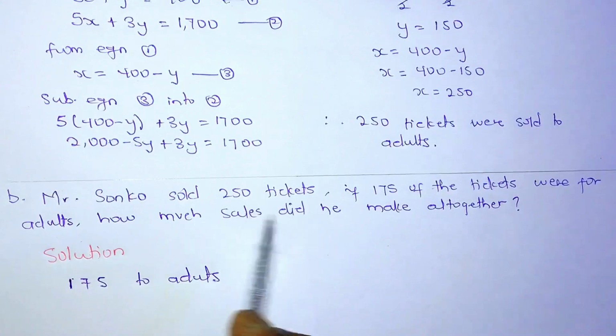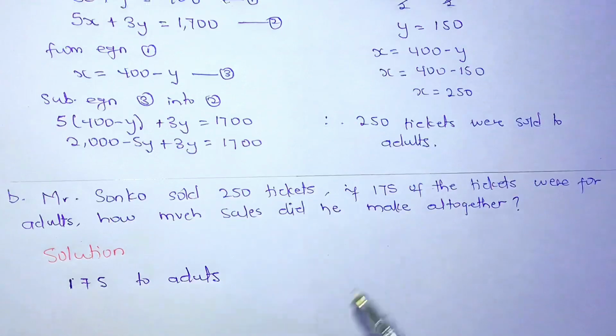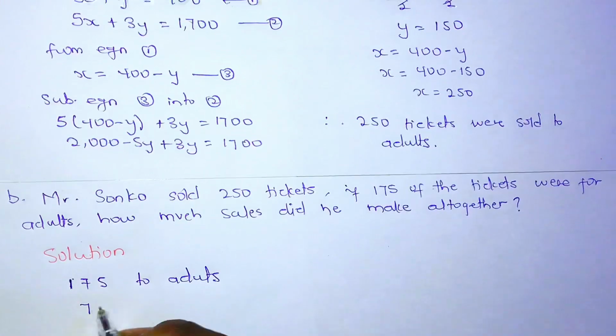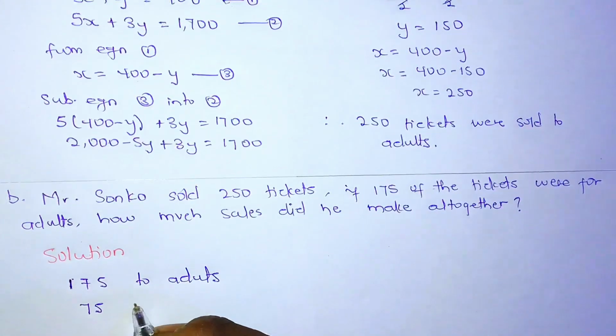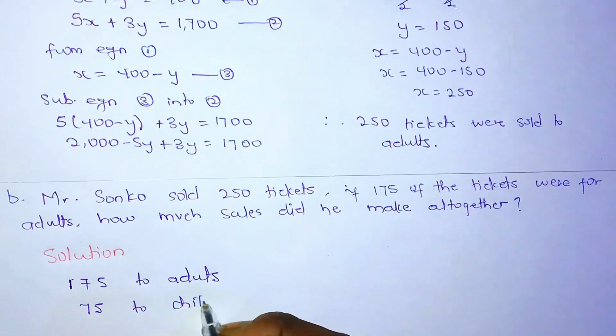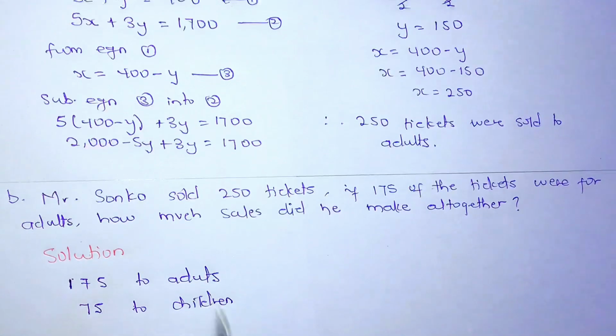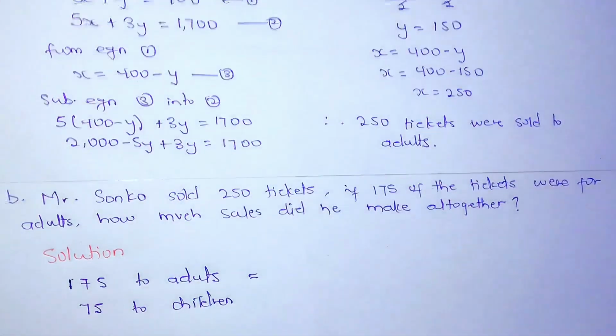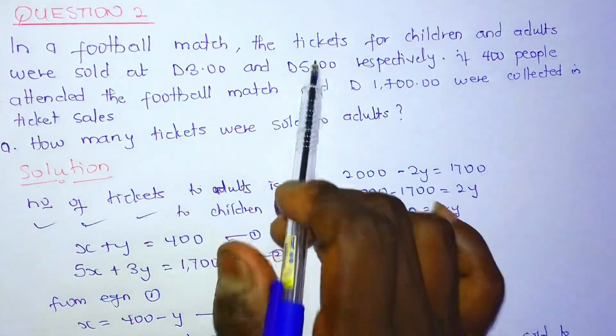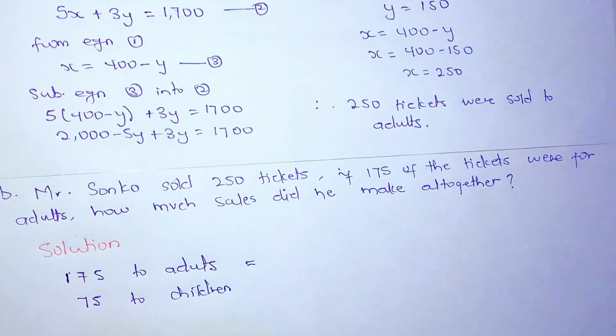Now, out of the 200, 175 was for adults. So if you find the difference, we can say that then 75 were sold to children. So if we add this, we get the 200 tickets that were sold. Now, a ticket for adults is $5, and a ticket for children is $3. Let's perform this calculation.